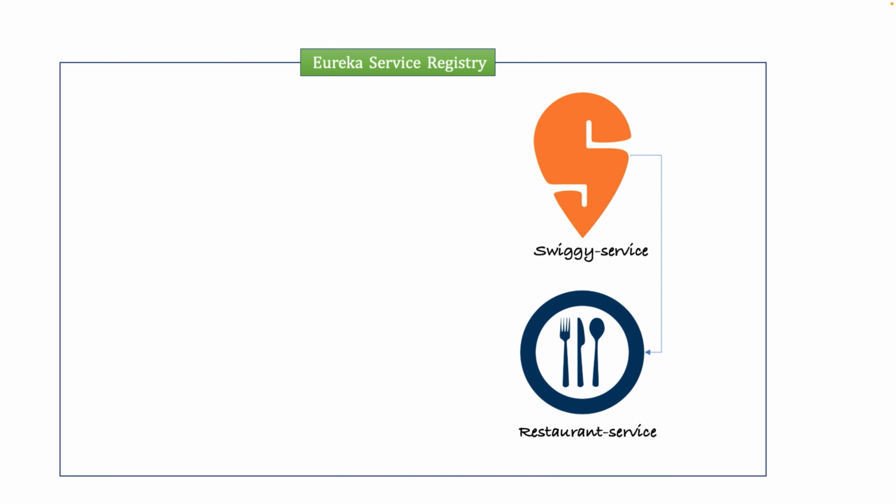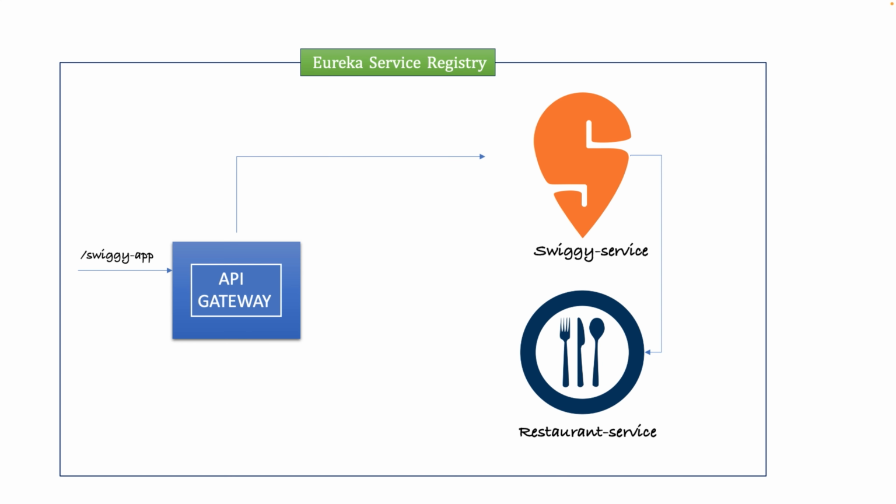Also, we restricted users from directly accessing the microservices, so we have defined an API gateway which helps to route the request to the corresponding microservices. For example, if the user passes /swiggy/app, then the gateway will route that request to the Swiggy service. Similarly, if the user passes /restaurant, then the gateway will redirect that request to the restaurant service. Okay, this is the typical microservices flow, and I believe everyone has this basic understanding. If we are all on the same page, then let's move to the next step.